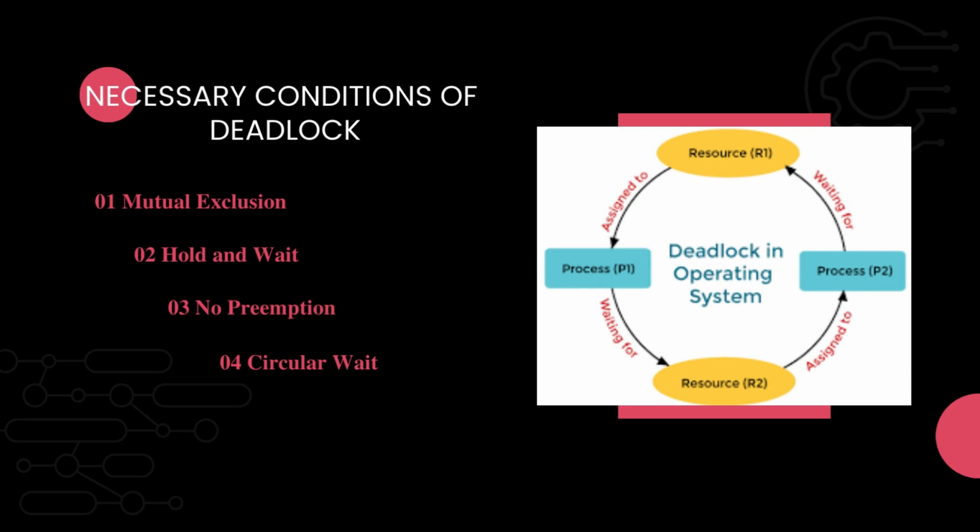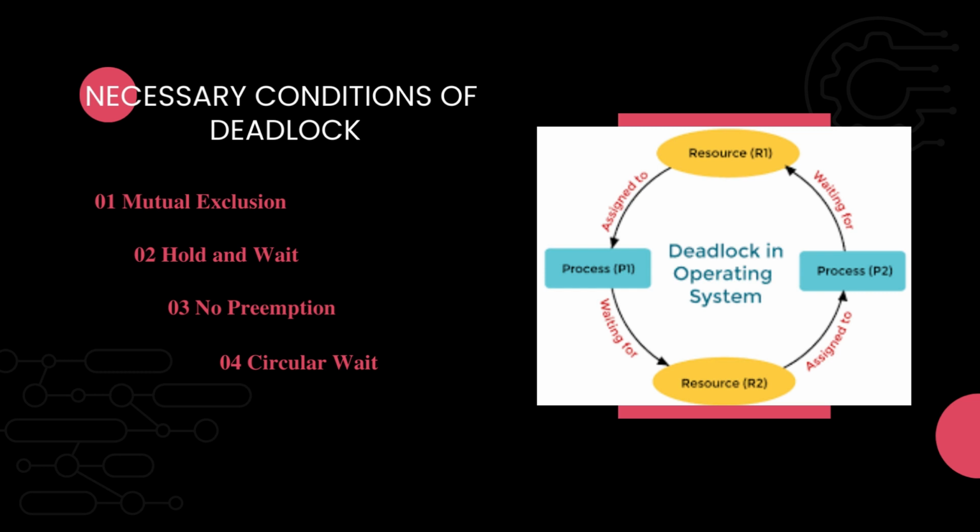A deadlock can occur if the following four conditions hold simultaneously. These conditions are mutual exclusion, hold and wait, no preemption, and circular wait. Mutual exclusion: only one process can use a resource at a given time. That means the resources are non-shareable.